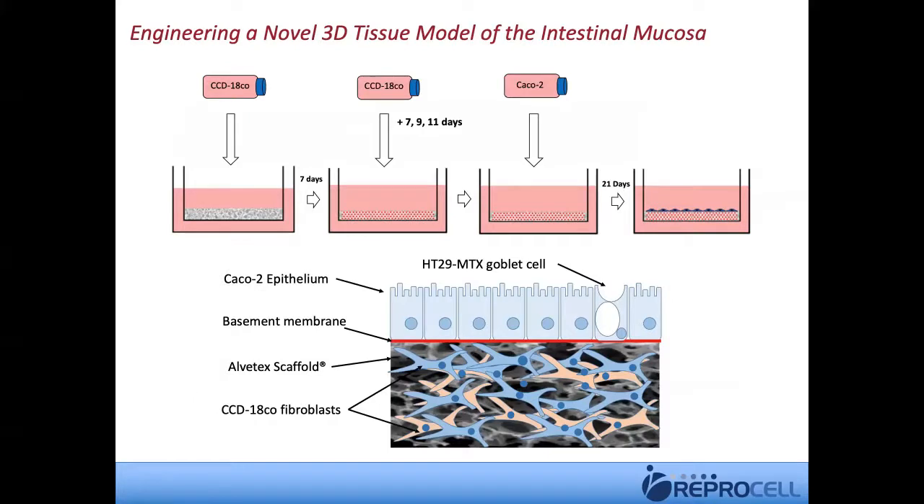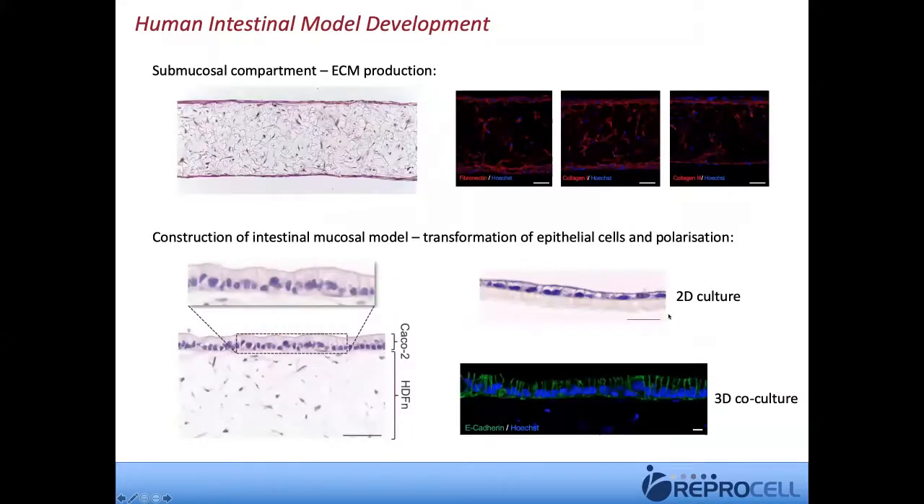So what we do is we use fibroblasts derived from colon, CCD18 cells. We put them into Alvetex just as we did before. We allow them to grow, and then we seed onto the surface CACO2 cells. What this slide shows at the top is, first of all, the formation of that submucosal compartment, again with the deposition of extracellular matrix over time.